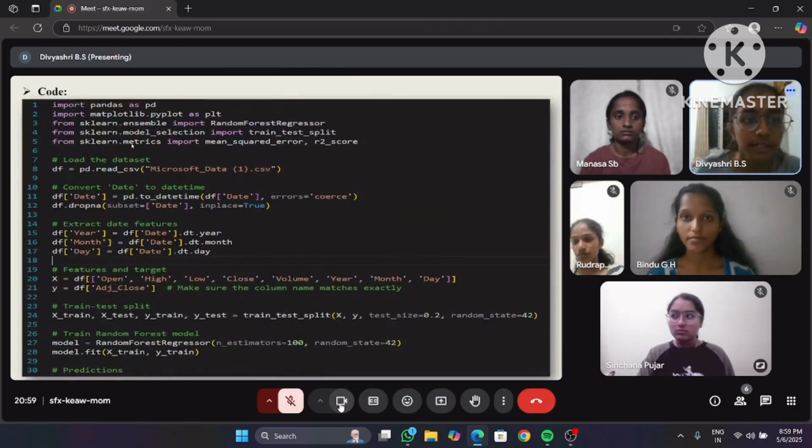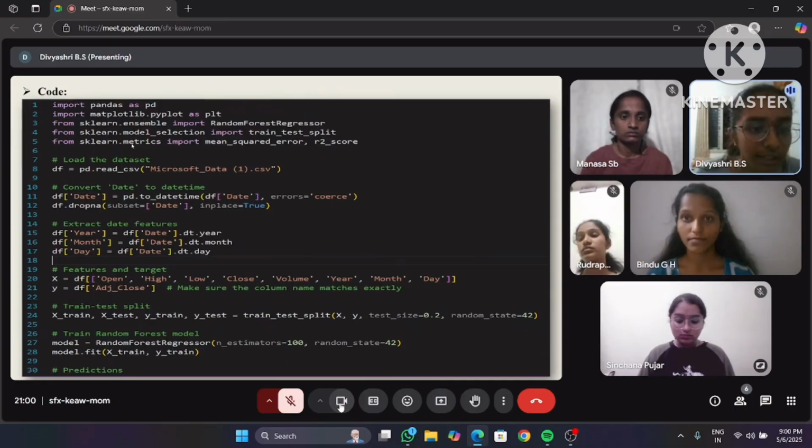Now coming to the code, we import pandas and matplotlib, which are used for handling the necessary libraries. From sklearn, we import the random forest regressor model, and the model selection module for training data and testing data, and from sklearn metrics we import the mean squared error and the R squared score. Now coming to loading the dataset, df equals pd.read_csv. We have collected Microsoft historical data from 2010 to 2024.